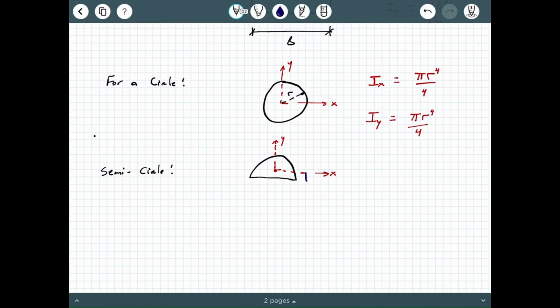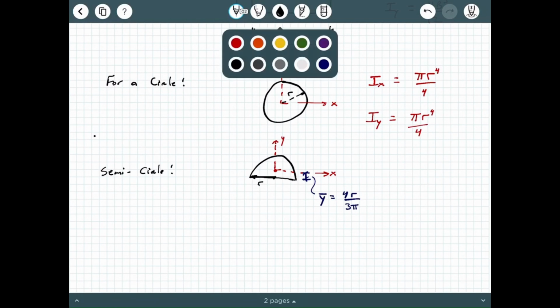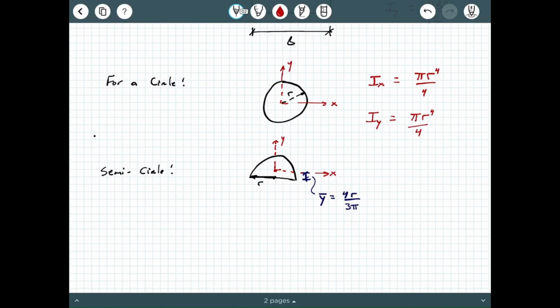And we've got to make a note of this. This is y bar, okay? Y bar from the base side of this semicircle. Y bar is going to be 4r over 3 pi, okay? And, oh, by the way, we have a radius r here, of course. This is radius r. And then what are our moment of inertia values? Well, they're actually equal, Ix equals Iy. And that's going to be pi r to the 4th over 8, okay? And so on and so forth.